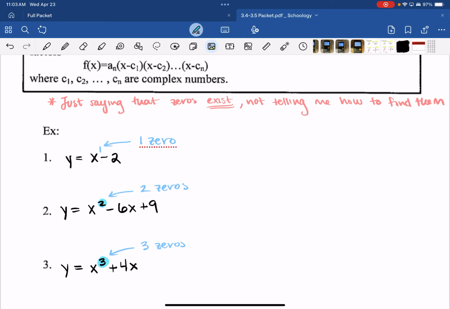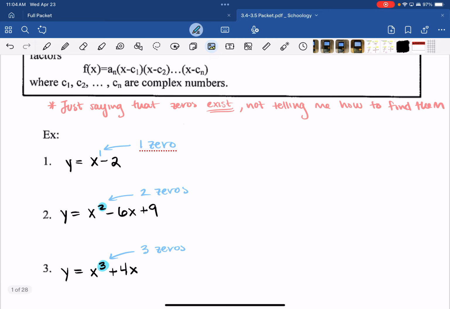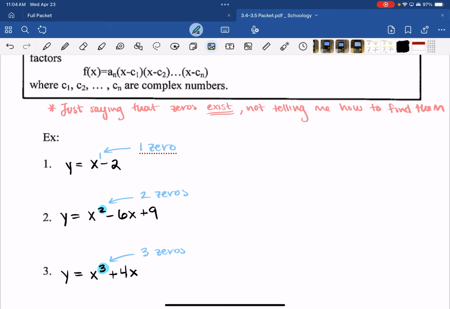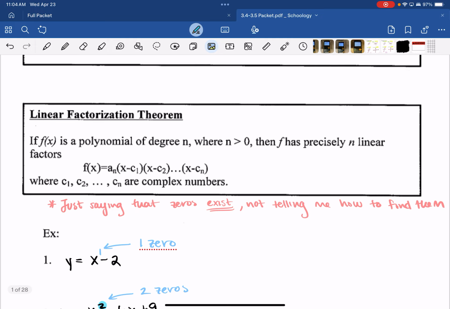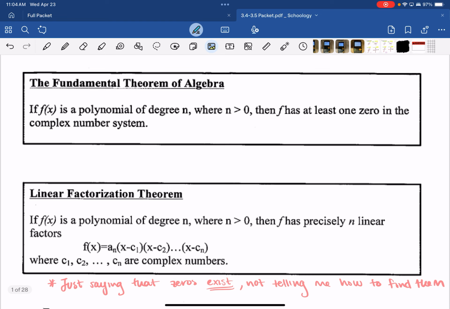So as you finish writing, just stop talking. I'm going to talk through what this means. Okay, so the box at the top, the fundamental theorem of algebra. We've finally arrived. After how many weeks we've reached the fundamental theorem. So if you didn't finish copying, you'll get to see it again. If f of x is a polynomial of degree n, where n is greater than 0, meaning we don't have just a constant term, that's just telling me I do have a variable present, then f has at least 1 zero, meaning it's going to cross my x-axis somewhere in the complex system.